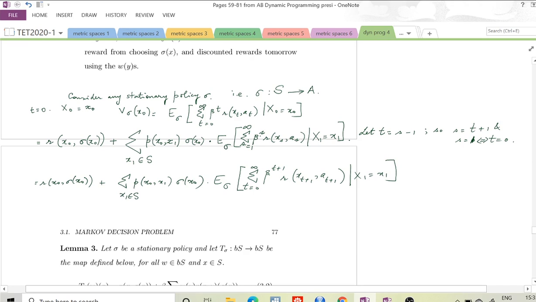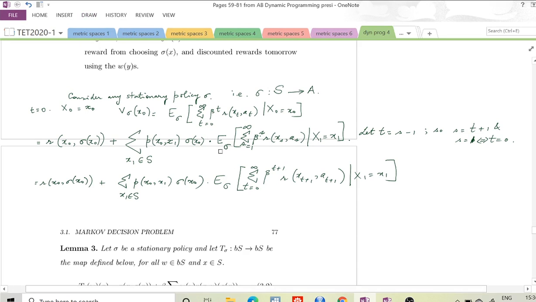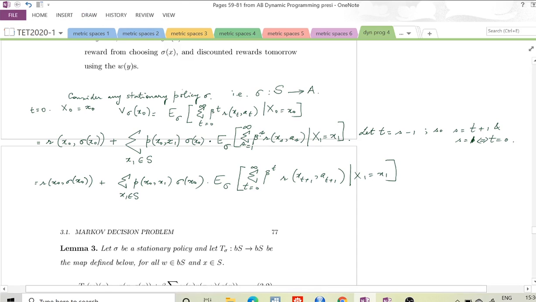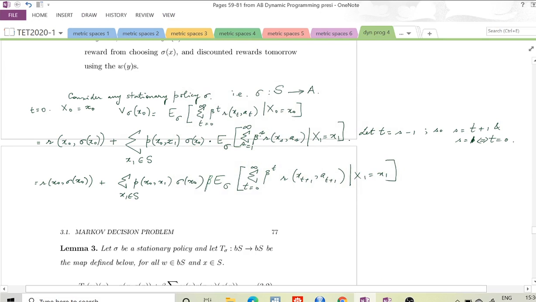And then I can factor out one beta. Since I have one note here, let me use the eraser to do the factoring. Okay, so it's that.